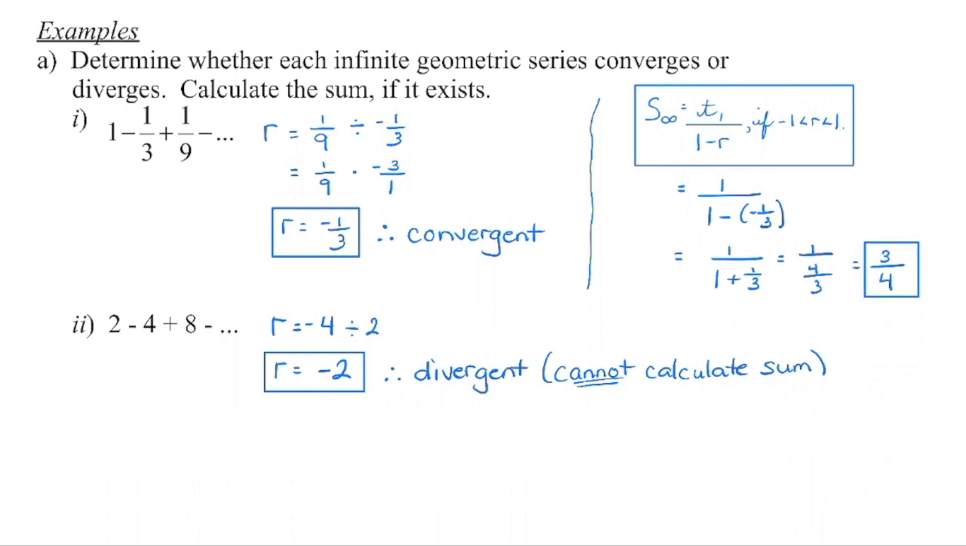In our second example, the common ratio is -2. -2 is outside of that range, so we have a divergent series. We cannot calculate the sum on a divergent series.